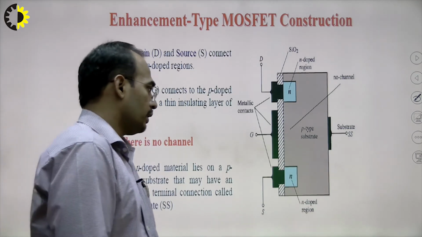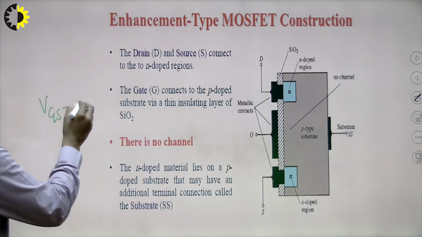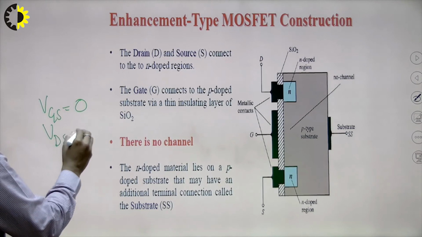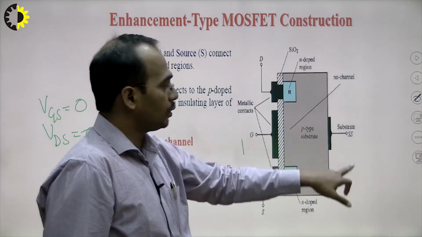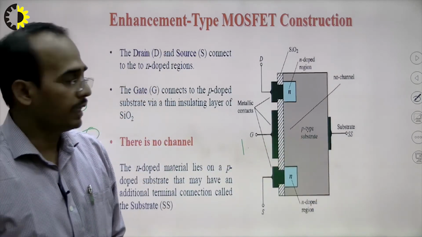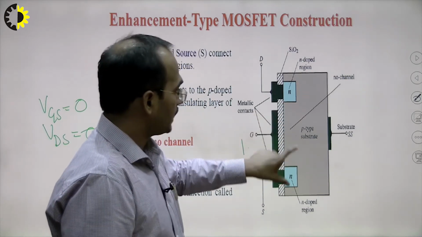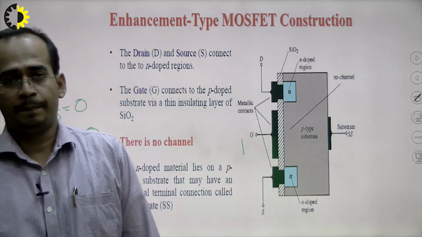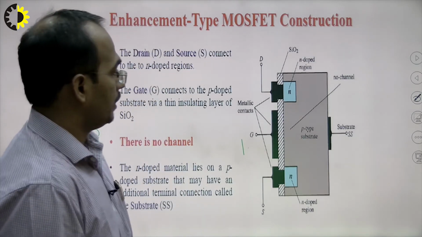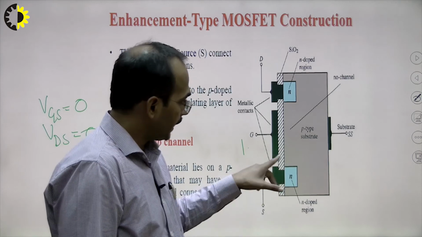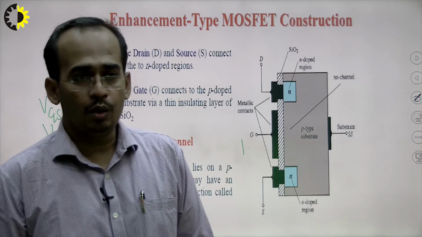If I take the unbiased condition, that is VGS equal to 0 and VDS equal to 0, or you can say the no bias condition, in that case no current will flow from source to drain, because there is no path between source and drain terminal. So first of all, I have to create a path between source and drain terminal. Without creating a path between them, no current will flow.